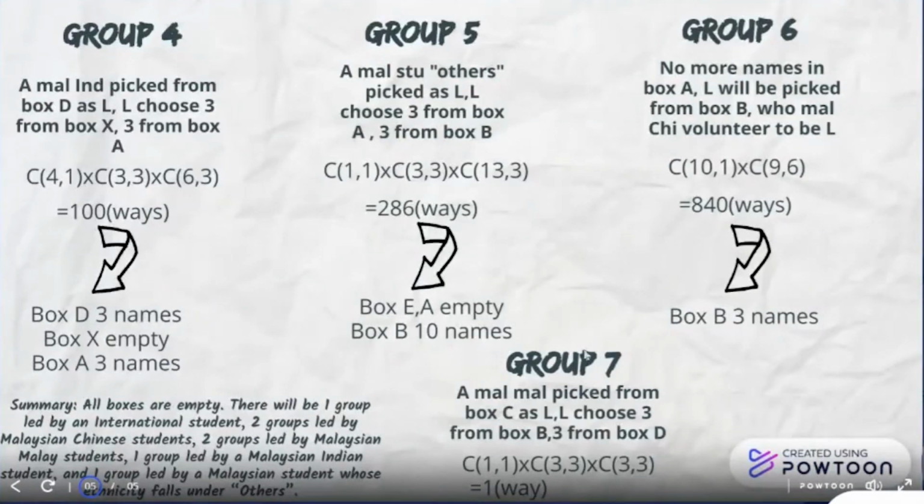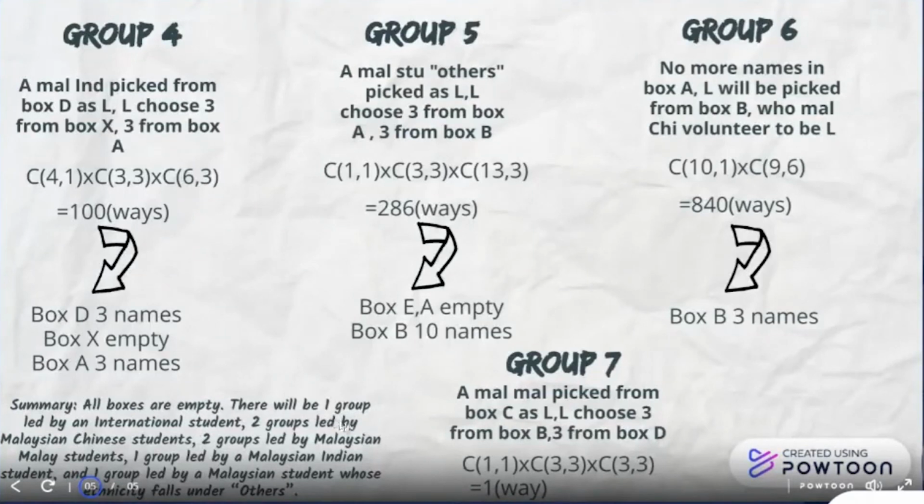So right now we are in the last group, group 7. A Malaysian Malay is picked from box C as leader, and the leader will choose 3 from box B and 3 from box D. Okay, so now we will get this calculation here, 1C1 times 3C3 times 3C3, which we get exactly 1 way. Okay. So now the summary of all of this result is that all boxes are now empty.